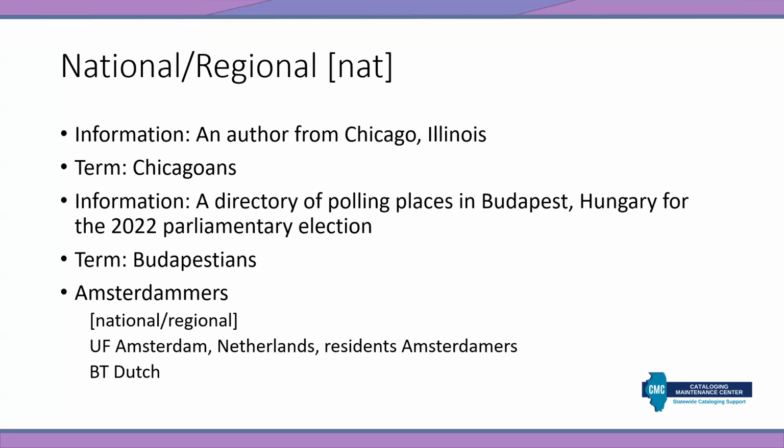The national regional category consists of demonyms, in other words, a word or phrase used to refer to people who reside in or are natives of a place. In MARC authority records, the national regional category is represented by the three-letter code NAT. Assign a term from the national regional category based on statements that indicate current or former residence in a place.